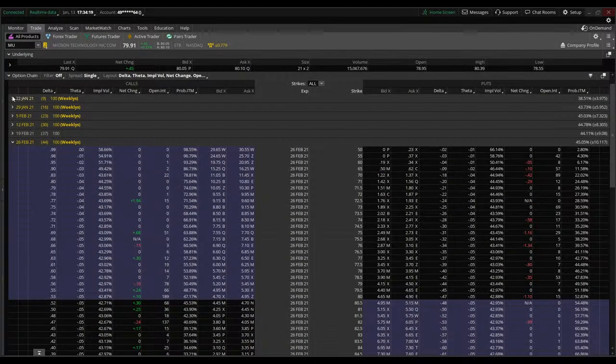But other than that, MU barely moves. That's why I like to have a lot of time on my contracts, especially for these kinds of stocks. Delta above 40, low theta, and an IV preferably 30 to 70%. I mean, 70% is still kind of high.